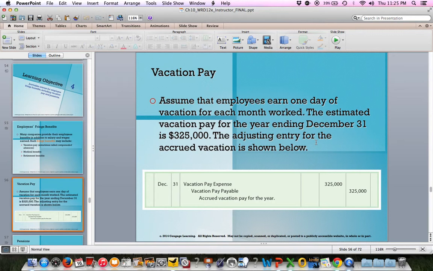And so as that happens, it's safe to say that the employee is earning vacation just due to the passage of time, and so we record that expense in the period that they work to earn it, and we make this entry here.